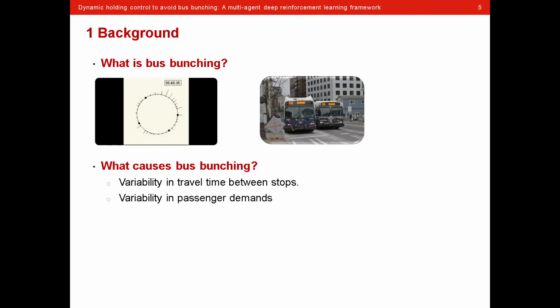So, what causes bus bunching? Mainly there are two reasons. The first is the variability in travel time between stops. The buses may encounter different situations during the operation, so they may arrive at a bus stop with uncertainty. And the second one is the variability in passenger demands, which means that passengers will arrive at the bus stop at random, and the boarding and alighting procedure is also random. So both variabilities will tend to cause bus bunching.